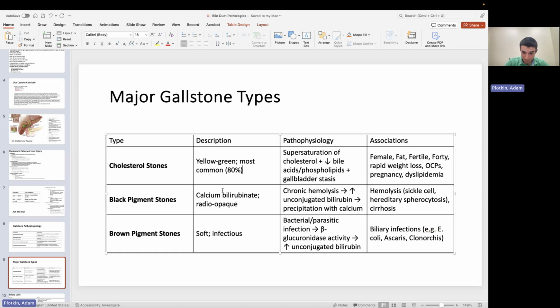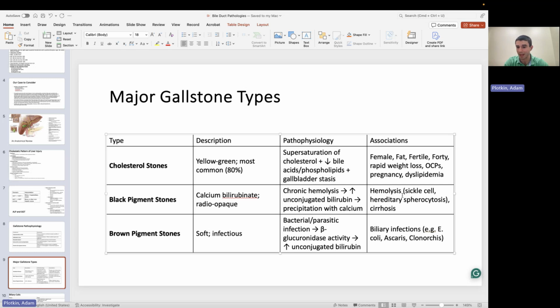Black pigment stones are classically made of calcium bilirubinate. They're radiopaque. We see this in chronic hemolysis, which leads to an increased production of unconjugated bilirubin, which precipitates with calcium and then can form these black pigmented stones. Remember, in chronic hemolysis, when my red blood cells get sheared and they hemolyze, we release LDH, we release heme, we release indirect bilirubin, right? That heme is going to bind up with haptoglobin, so my haptoglobins are really low. So when I think about hemolytic anemia, I think about high LDH, low haptoglobin, elevated indirect bilirubin.